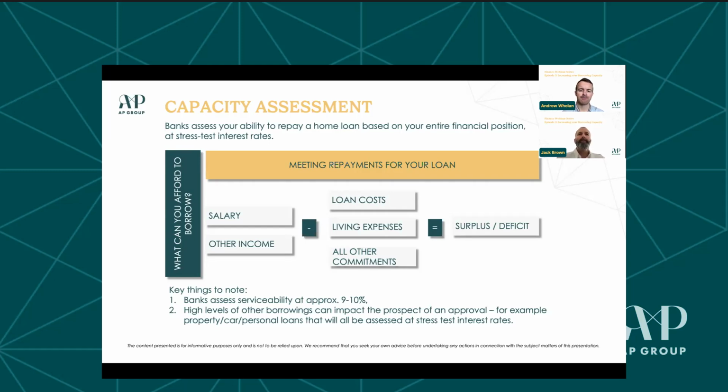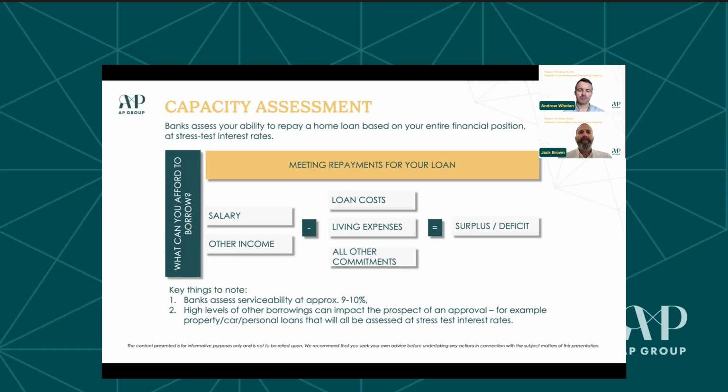The key things to be aware of, within this equation of how banks will look at borrowing capacity, is that they'll assess on serviceability or affordability interest rates, typically in that 9 to 10% range. So what that means is if you do have a high level of other commitments, so credit cards, personal loans, car loans, for example, you need to be able to prove that when you're applying for a loan, not only can you meet all of those other commitments, but you can meet the loan that you're seeking to take out as well. So it does make it more difficult to get approvals if you do have a high level of other commitments.